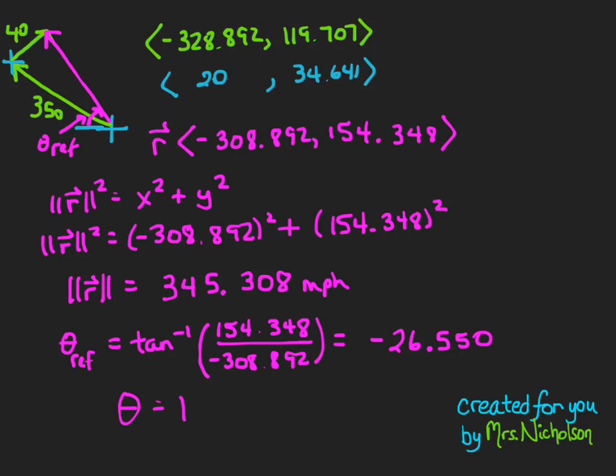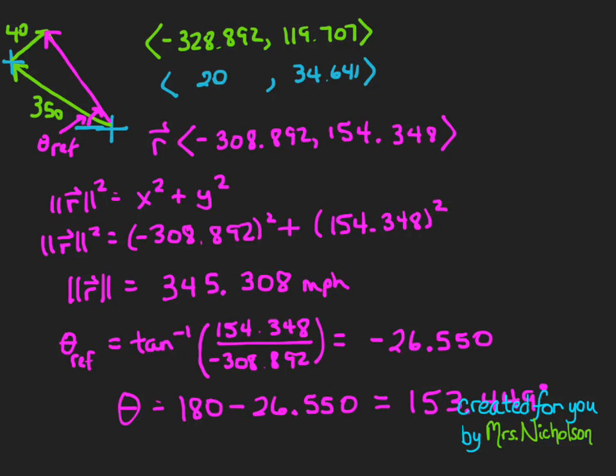So my actual direction is 180 plus negative 26.550, or just minus 26.550. And that resulting direction is 153.449 degrees. So that's how you add the vectors using component form.